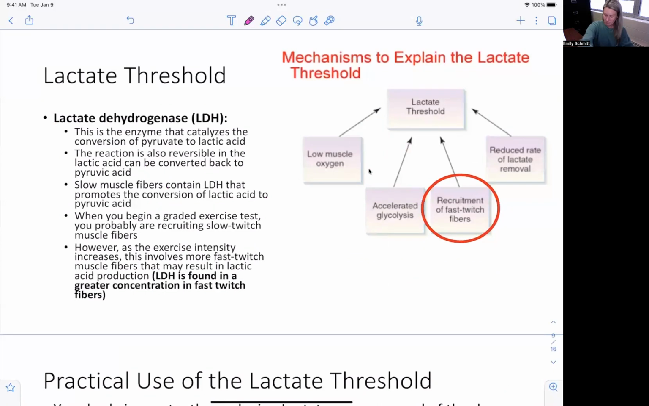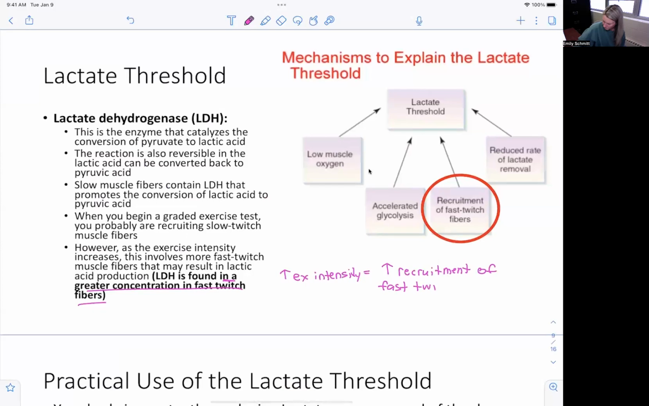Another mechanism to explain the lactate threshold is this recruitment of fast twitch fibers. So we know that lactate dehydrogenase is found in a greater concentration in fast twitch fibers. So if you have an increase in exercise intensity, that means that you're going to have an increase in recruitment of fast twitch fibers. And that could be one of the reasons to explain the lactate threshold.